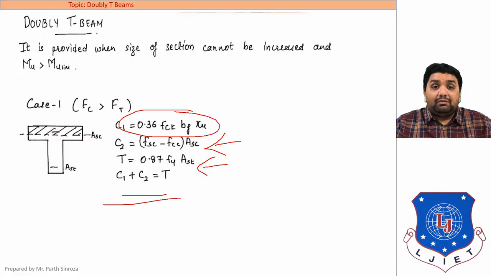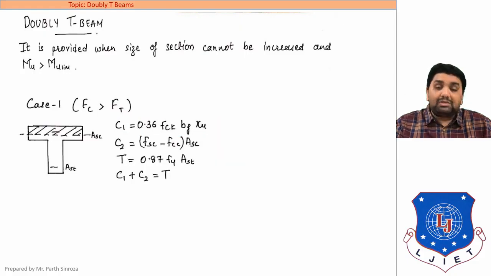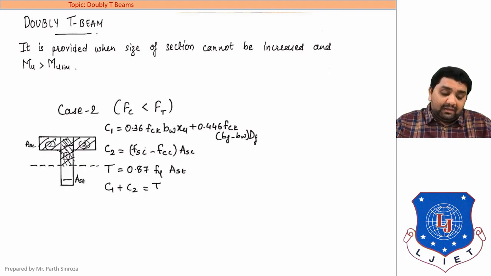Using the equilibrium condition, we will be getting the equation as C1 plus C2 equal to T. So this was our first case, that is if Fc is greater than Ft. Moving on to the second case, here the second case is for Fc is less than Ft.